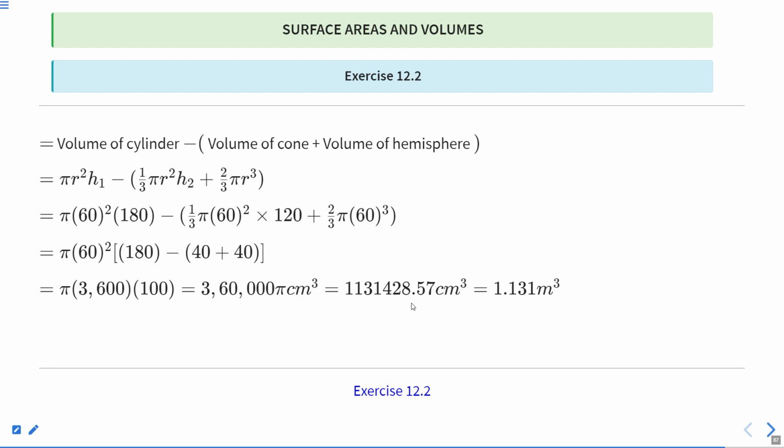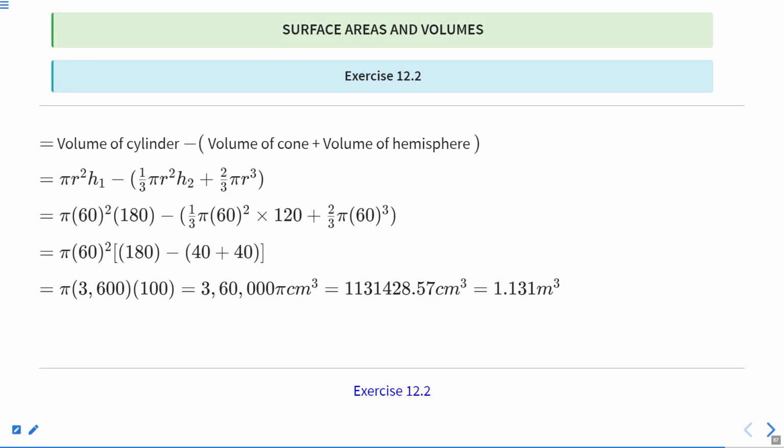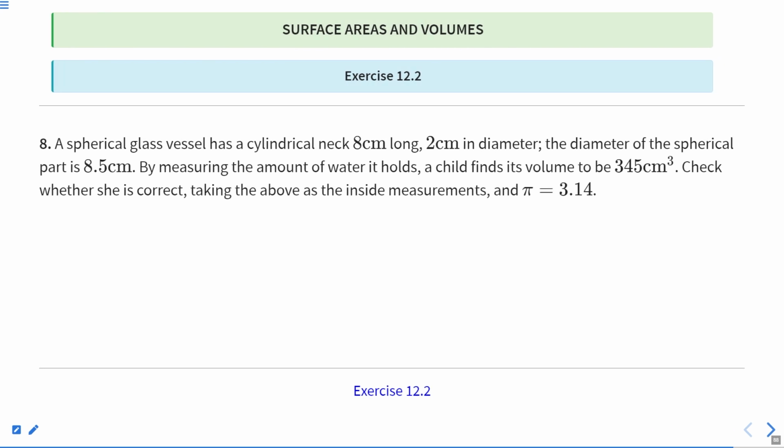1131428.57 centimeter cube. Okay, and now if we convert centimeter cube into meter cube, then 1131428.57 centimeter cube is equal to 1.131 meter cube. Okay, so the volume of water left is equal to 1.131 meter cube. Okay, now let us move to question number 8.